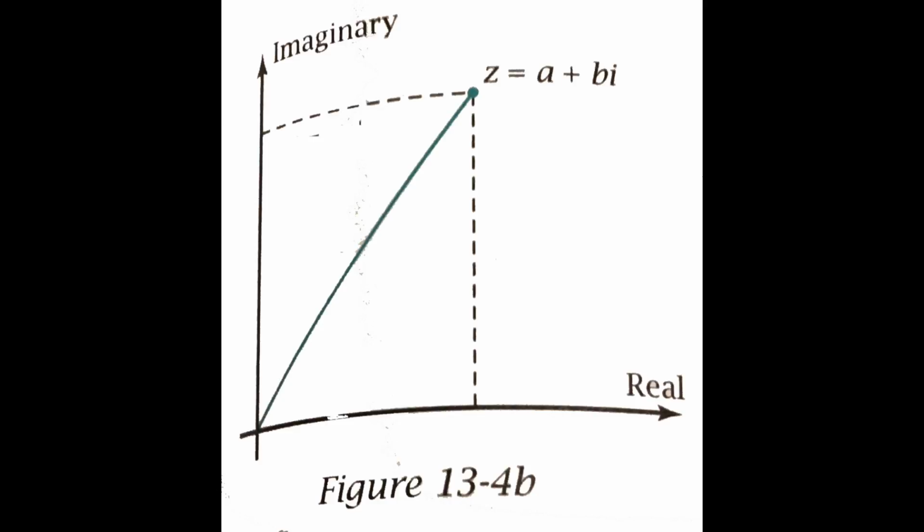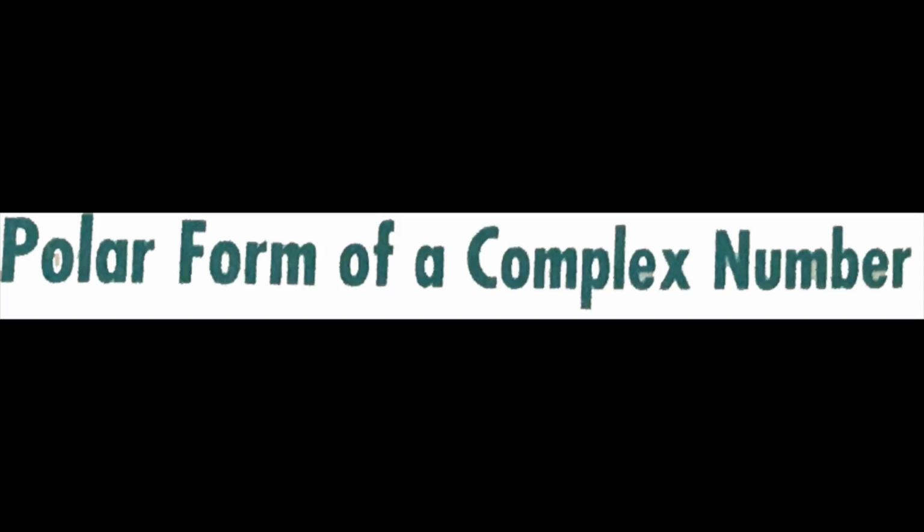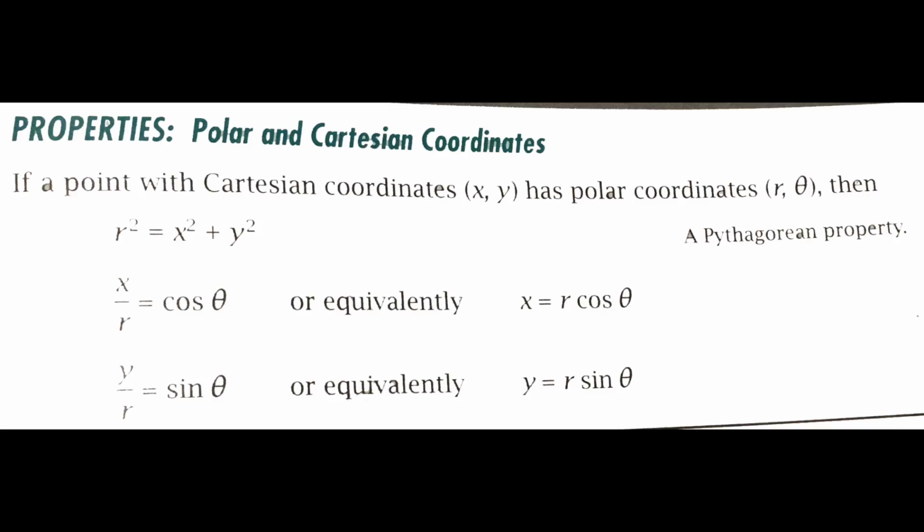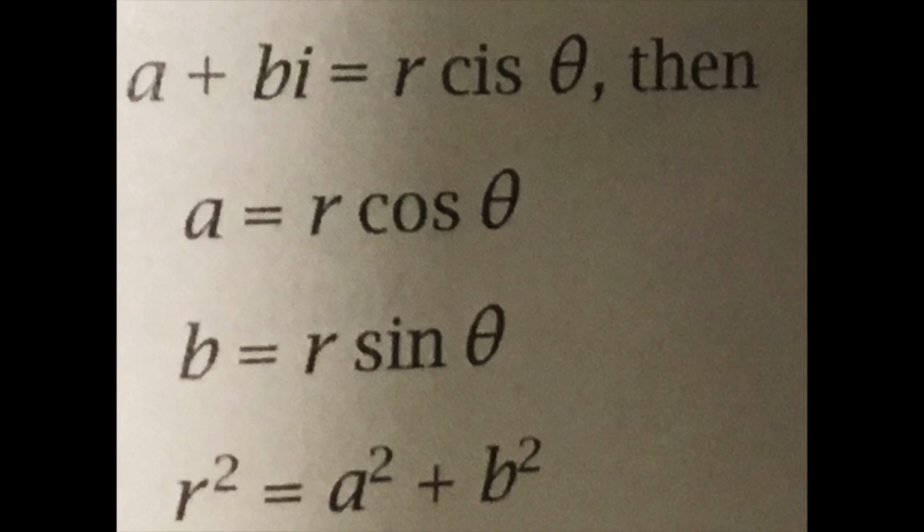Now, just to make things more interesting, let's take polar coordinates and throw complex numbers into them. What does that mean? It means that you're going to have complex numbers that look like a plus bi, and they are going to change. a is x, b is y. a is r cosine theta, b is r sine theta. And r squared is still a squared plus b squared.